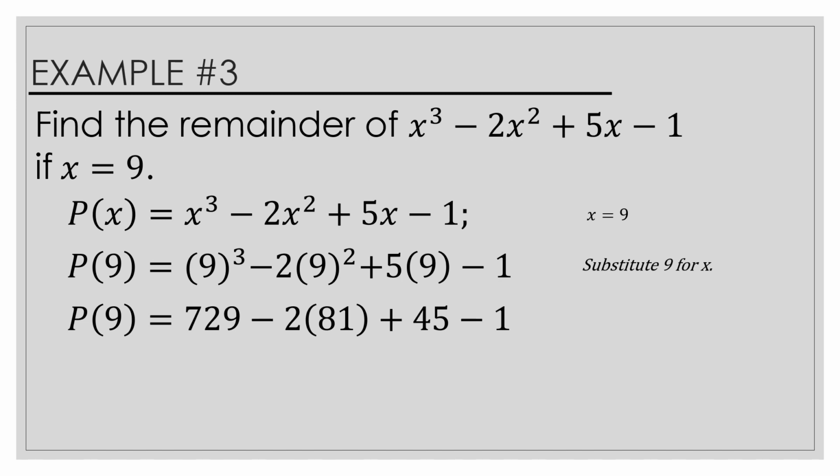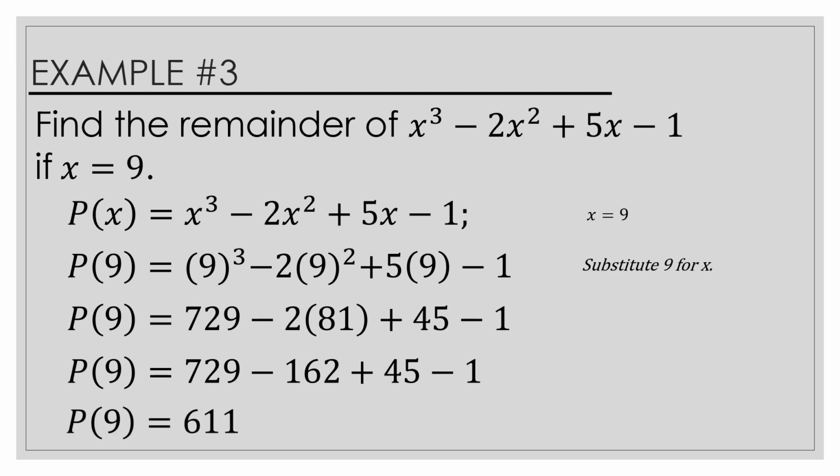And then again, p of 9 is equal to 729 minus 2 times 81, which is equal to negative 162, plus 45 minus 1. Then simplify, p of 9 is equal to 611. And that is the remainder.